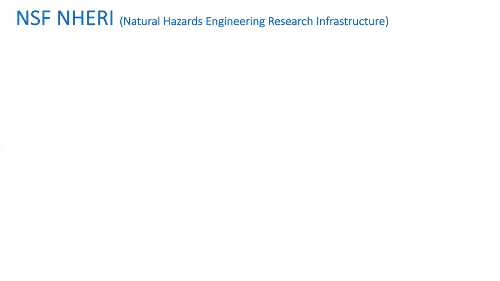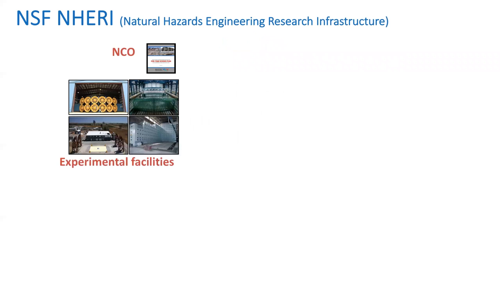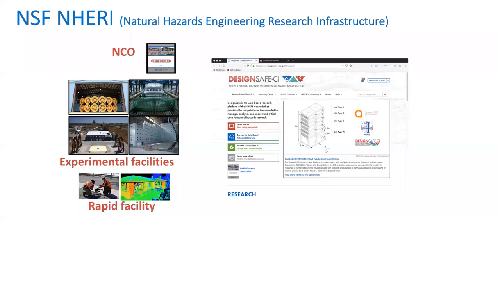So NHERI, or the Natural Hazards Engineering Research Infrastructure, is a large facility in NSF size. That facility is broken down into a number of facilities. NCO is the Network Coordination Office that leads coordination between all the facilities. We have experimental facilities situated around the country. We have a rapid facility, which provides equipment for people going out to study natural disasters. All the data collected by the experimental facilities and the rapid facilities goes to the cyber infrastructure component of NHERI, which is Design Safe, which you pretty much all see through the browser.